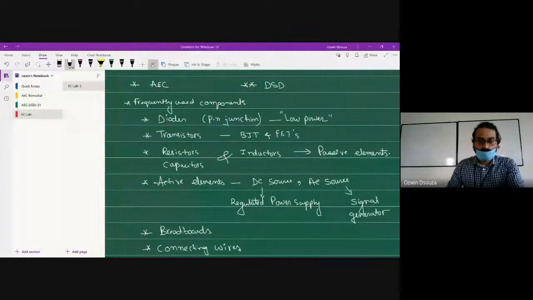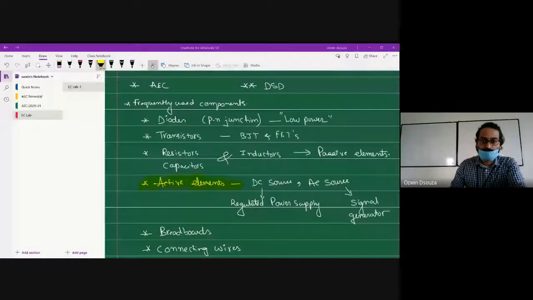Now, first, let me show you. Let me put the highlighter. What I'm going to show first is the active elements. That will be first in the list.